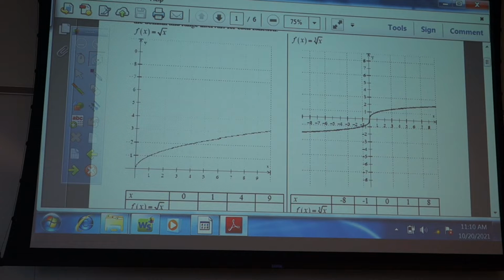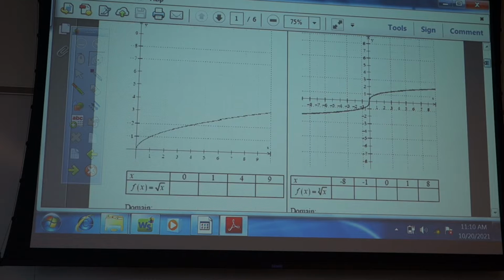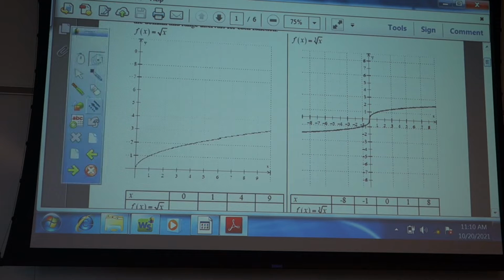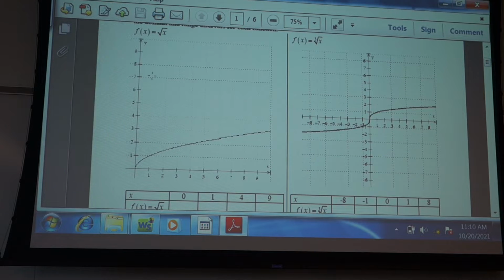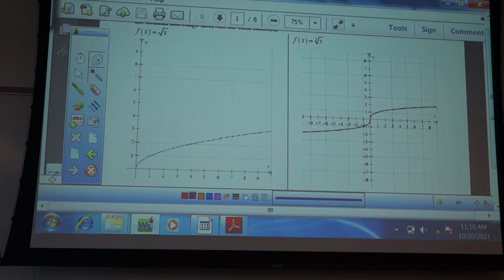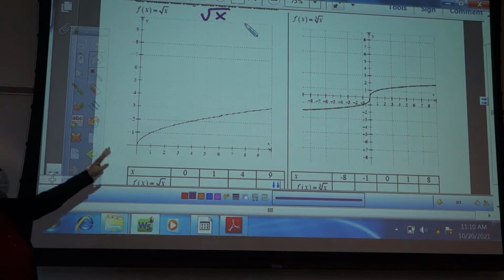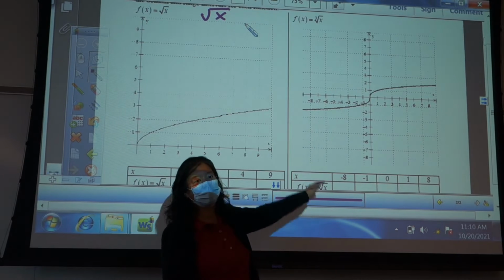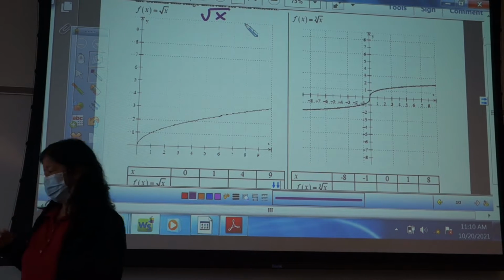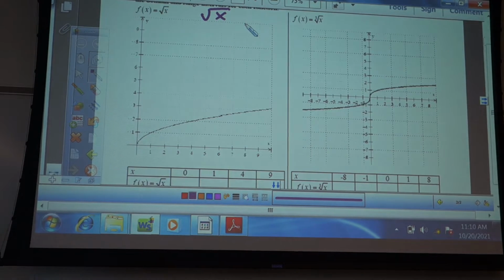Okay, so we're looking at these two functions. The square root function, which is this square root symbol, right? Square root of x, which all of you are familiar. You've all seen the square root before. We're also going to deal with something called the cube root. So the cube root is this one here. It looks like that. Let me try that again.